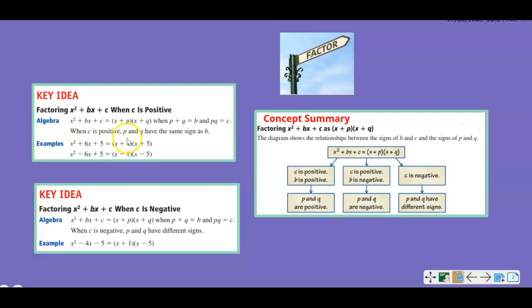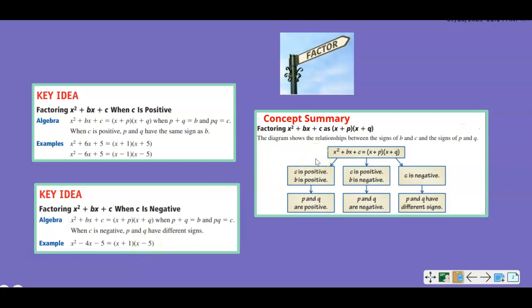Okay, when c is positive, p and q have the same sign as b. b is your middle term, remember. bx, b is the middle term. All right, when c is negative, they're going to have opposite signs. p and q will have different signs. Here's an example: x squared minus 4x minus 5. To multiply to get negative 5, you're going to have a positive and a negative.